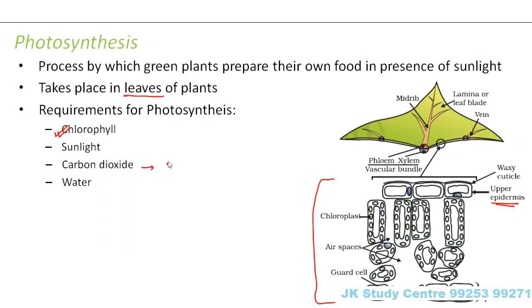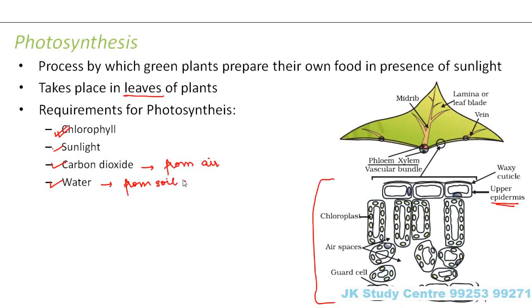So how does it get it from the air? Now it gets carbon dioxide from air through small pores which are present on the leaves of the plants known as stomata. So we will talk about stomata in the next slide. And the fourth requirement is water. So how does it get water? So one natural source of water is the soil, because the roots of the plants are deeply uprooted in the soil and they can fetch water from the soil. So water can be obtained from soil.